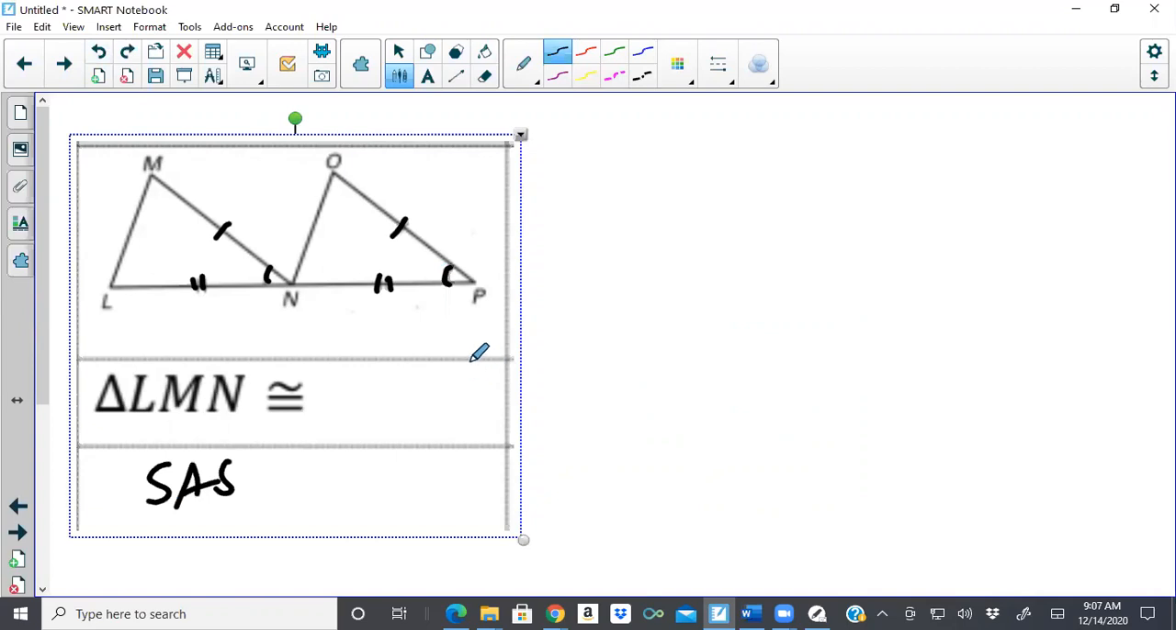Now the question is, I have to make sure I put everything in the same exact order based on each triangle. So see how I go LMN? That means that I should go NOP. So LMN, NOP. I should make those same movements each time. That's what you're being asked to do.